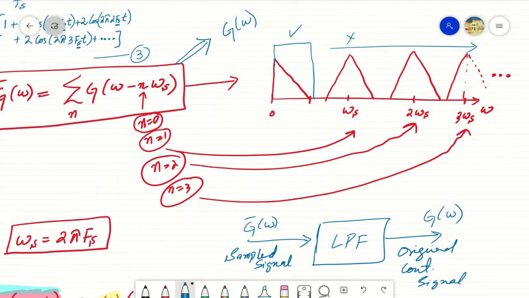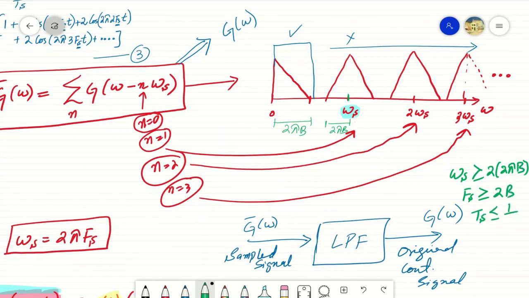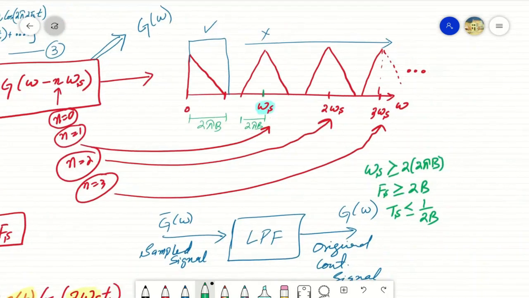While to ensure that the original signal g of omega is accurately reconstructed from g bar of omega, we need to avoid any overlapping between the successive representations of g of omega, as we are aware that the spectrum of g of omega occupies a band of 2 pi b in terms of radians per second. So to avoid the overlap between two adjacent copies of this given continuous signal g of omega, the sampling frequency omega s must be set as 2 times of 2 pi b. That is, fs should be set as greater than or equal to 2b, that is, ts should be set as less than or equal to 1 over 2b.